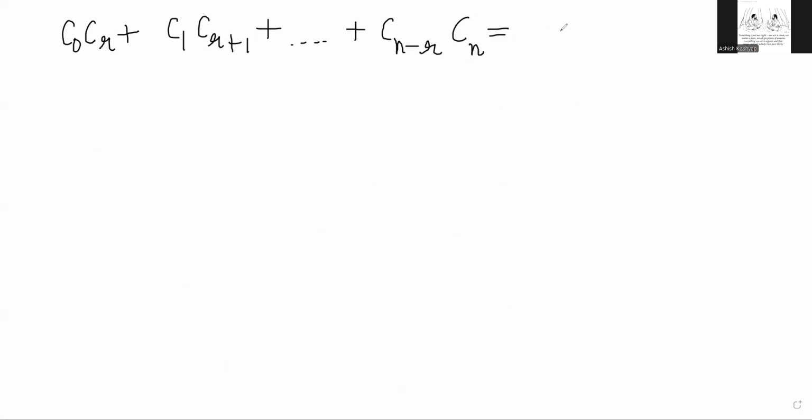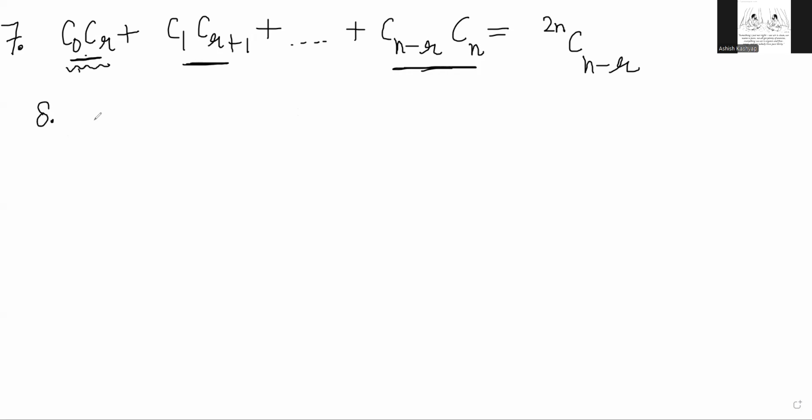The next one is basically a generalization of the previous one. So C0 Cr plus C1 Cr plus 1 plus and so on till Cn minus r Cn is going to be 2n C n minus r. So again, here the gap between the terms is r. Every time the gap is r, right? And again, this can be done by the product of two different series. So try to think of the proof for this one. It's a standard result, which is present in most textbooks.